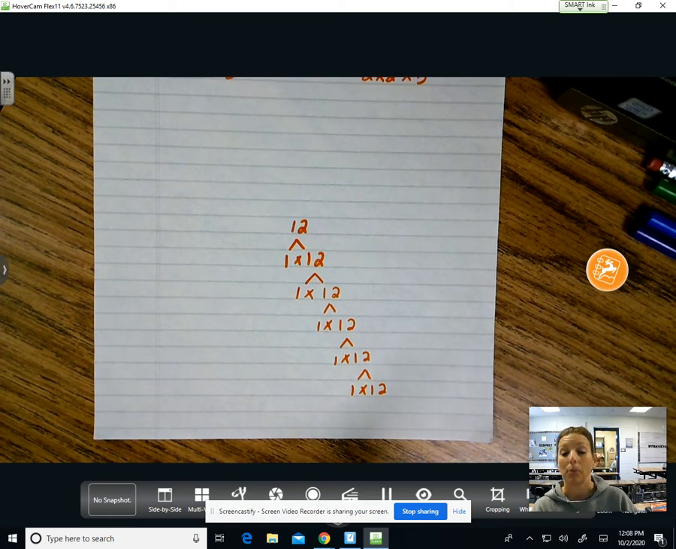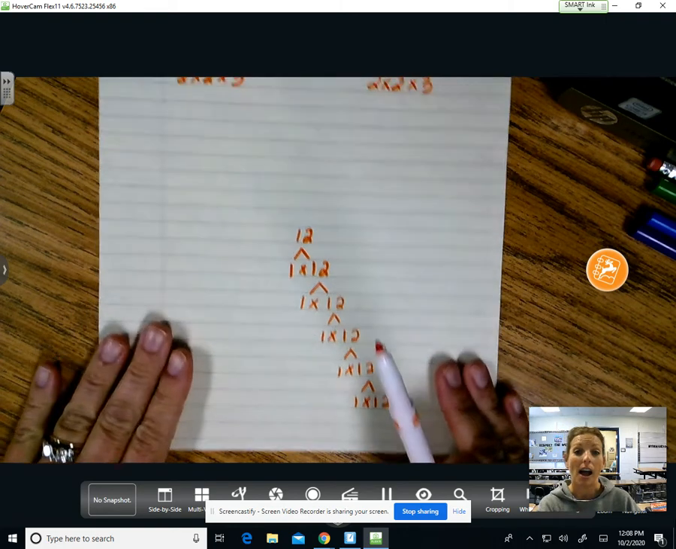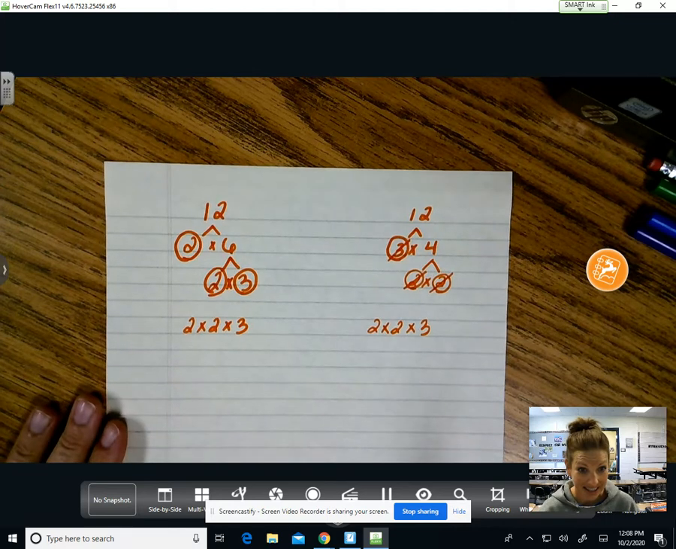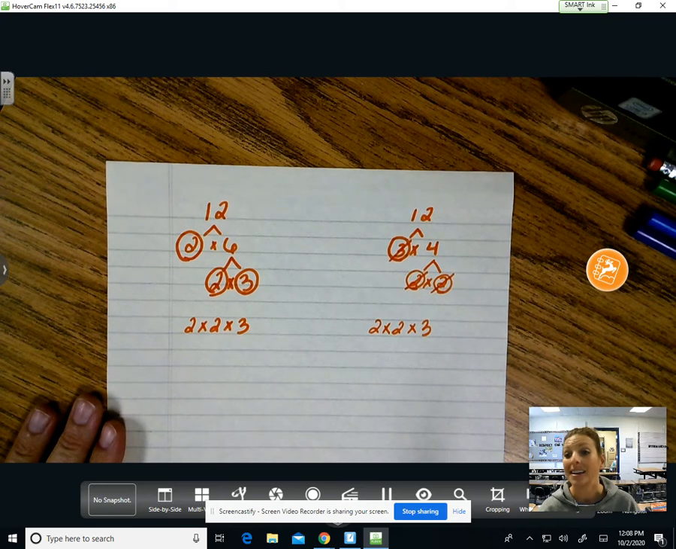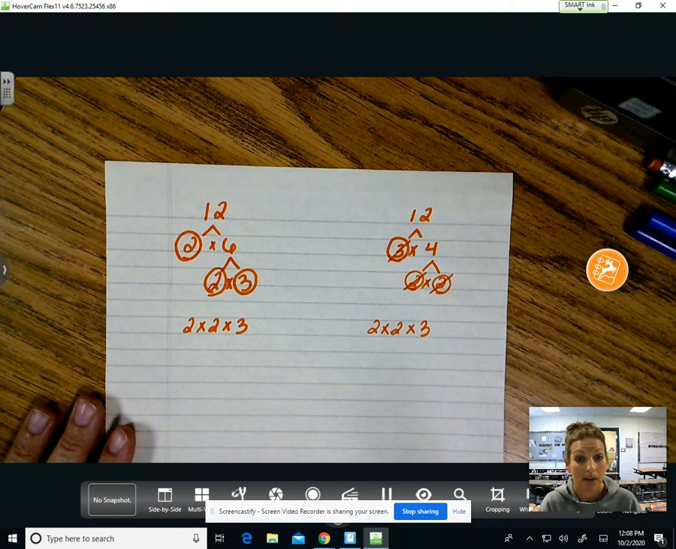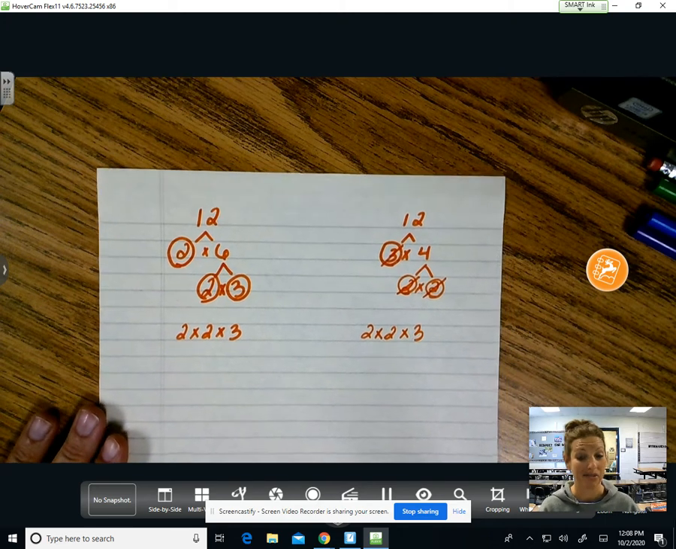So my point is, don't use 1. Don't start with 1. Don't use 1. If our goal is to use prime numbers to get prime numbers in a factor string, then we don't want to use 1 because 1 is not prime. 1 is not prime or composite. Okay?